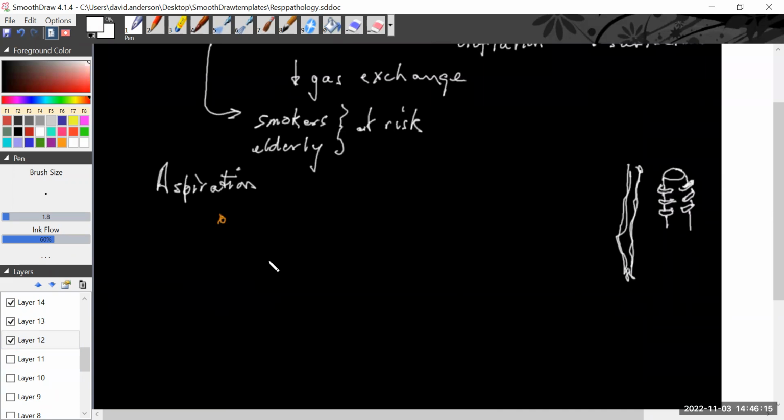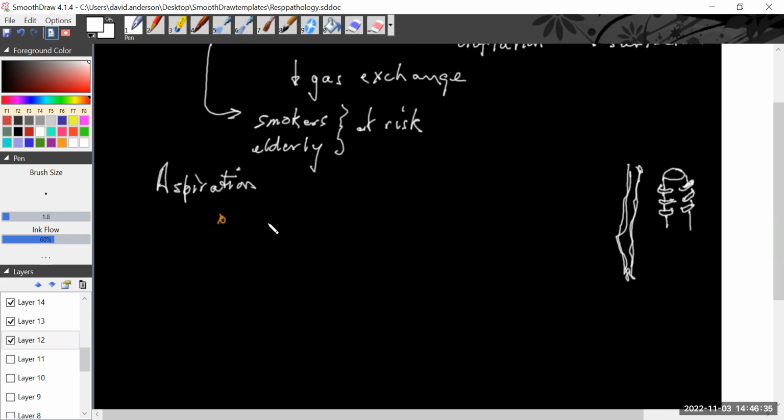So when we talk about aspiration, that's what we're concerned about, when a particle of food goes into the airway instead of the esophagus. You used to call that going down the wrong tube, but now we know the anatomical terminology, so we should probably be using it. Now, if it's small enough, we can cough it up. That's a fairly normal response.